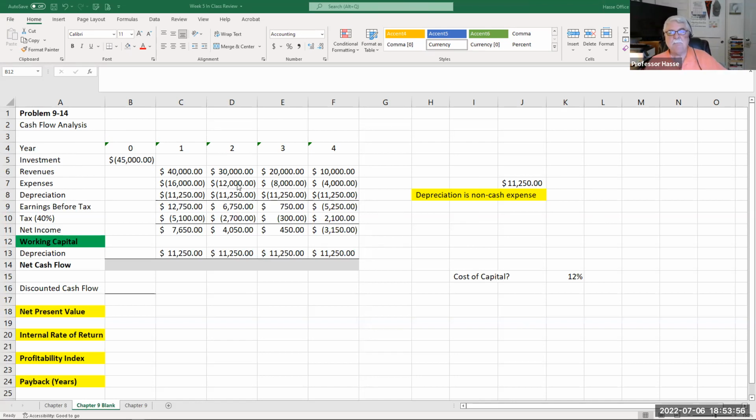Okay. So what's working capital? Well, we just said 20% of the following year's sales. So in year 0, if we take $40,000 of the next year's sales and multiply that times negative 0.2, we get $8,000. So now we have an additional $8,000 of cash that we have to come up with in year 0 to get this sucker off the ground.